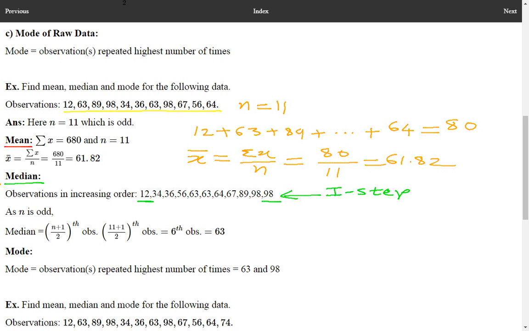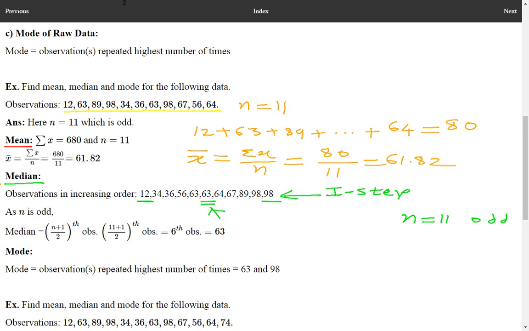They are in increasing or ascending order. Second step: there are how many observations? 11. So it is an odd number of observations. So n is 11, which means it is odd. So you can use the formula (n plus 1) by 2th observation, that is (11 plus 1) by 2, that is the 6th observation. So first, second, third, fourth, fifth and sixth. The sixth observation is 63, and it is the middle observation.